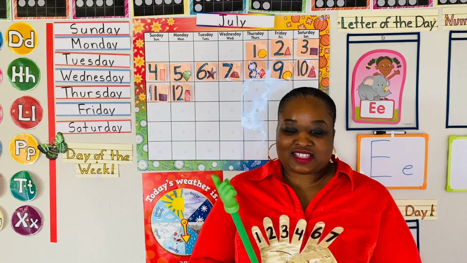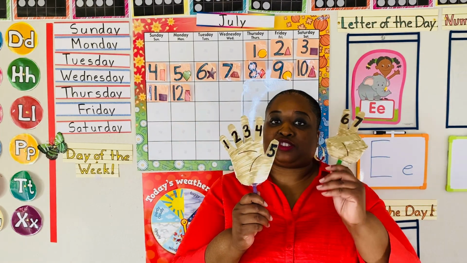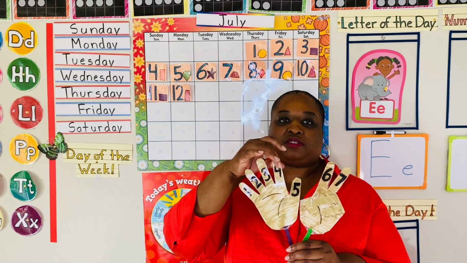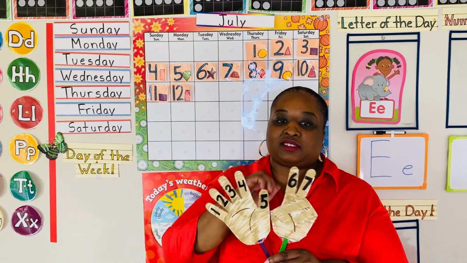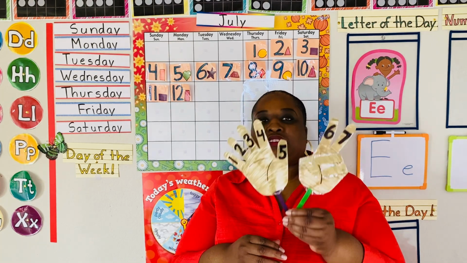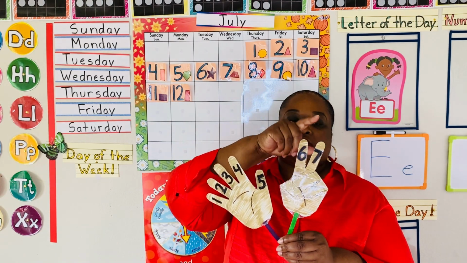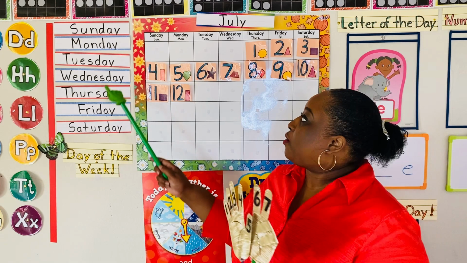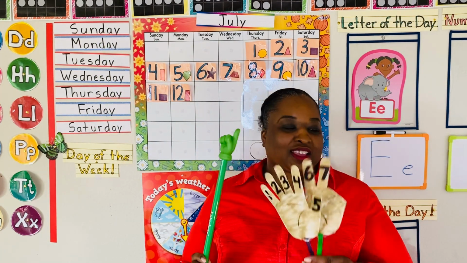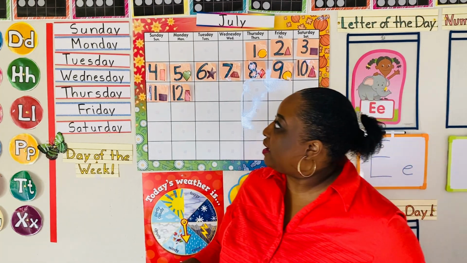All right. Now, in the days of the week, we have 5 and 2. We have 5 days, which is Monday, Tuesday, Wednesday, Thursday, and Friday, and 2 days, which is Saturday and Sunday. And all together, it's 7 days. 1, 2, 3, 4, 5, 6, 7. 7 days. And today is Monday.